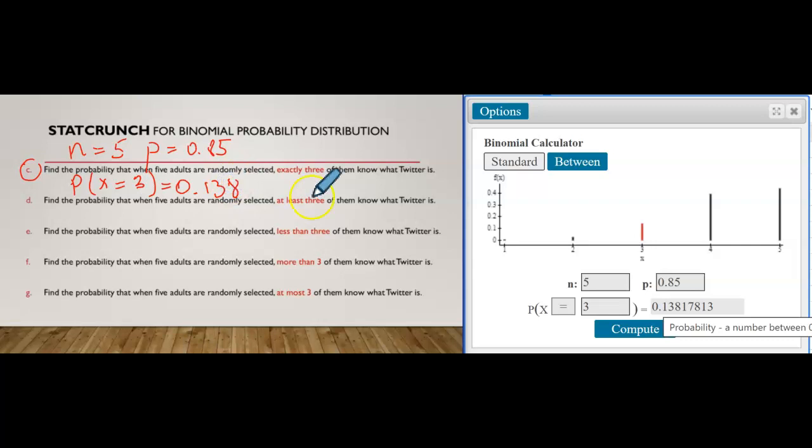0.138. Now let's find the probability that when 5 adults are randomly selected, at least 3 of them know what Twitter is. What does "at least 3" mean? At least means 3 or higher. So we're looking for the probability of the number of successes being greater than or equal to 3.